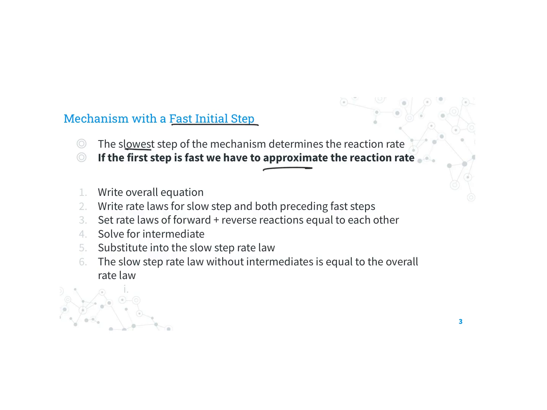The fast step, we can assume that this is at equilibrium. And so it should have a forward reaction that's equal to the rate of the reverse. And so what you do is you set the rate of the forward and the reverse equal to each other, and you can solve for an intermediate. At this point, you can substitute using just basic algebra, and then solve for the slow step of the reaction without any intermediates. And we're going to do an example of that right now.